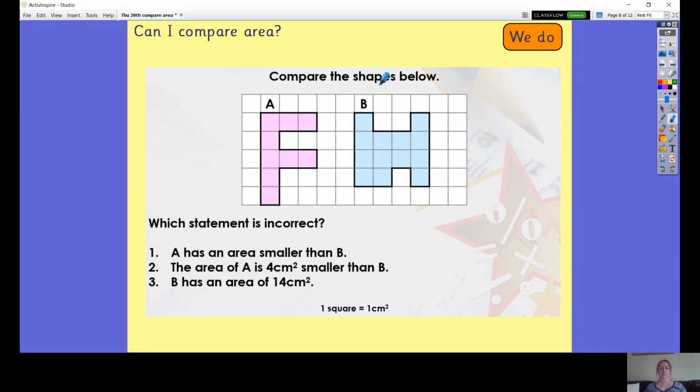Okay, let's move on. Here we are comparing our shapes again. It says which statement is incorrect? 1, A has an area smaller than B. 2, the area of A is 4 centimetres squared smaller than B. And 3, B has an area of 14 centimetres squared. Once again, we're going to have to work out the area of each of those shapes first, and then we can see which one of those statements is incorrect. So could you pause and do that for me now, please? We'll come back together again in a second.